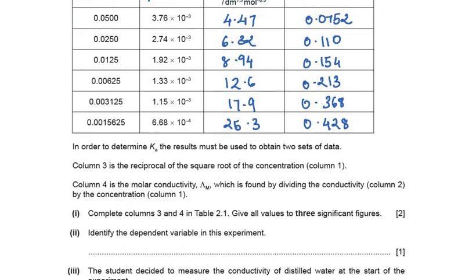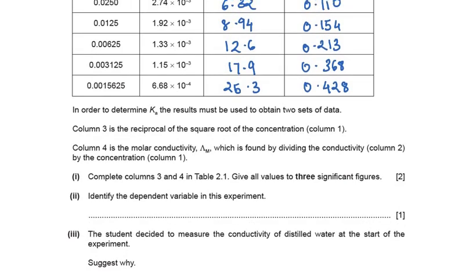Let's go ahead. What is written here is that in order to determine Ka, the results must be used to obtain 2 sets of data. Column 3 is a reciprocal of the square root of concentration, and column 4 is a molar conductivity, which is found by dividing the conductivity column 2 by the concentration. So that's what we have already done. Complete column 3 and 4, give all the values in 3 significant figures. Identify the dependent variable in this experiment.